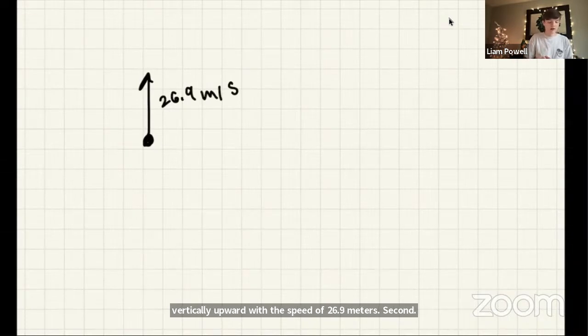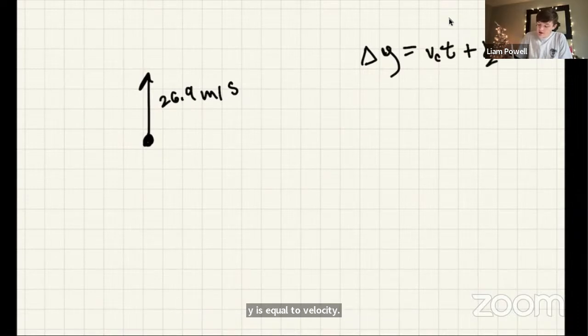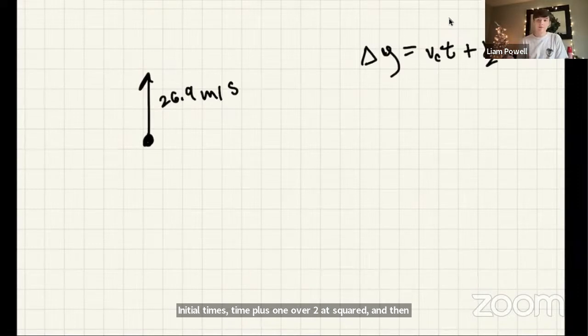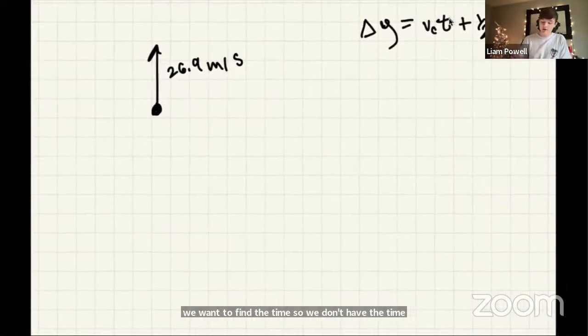How high does it rise? So we want to find the change in y. We would pull up the formula, which can be change in x or y, is equal to velocity initial times time plus 1/2 at squared. And then we want to find the time. We don't have the time, right? In order to find the time, we need to use a different equation.